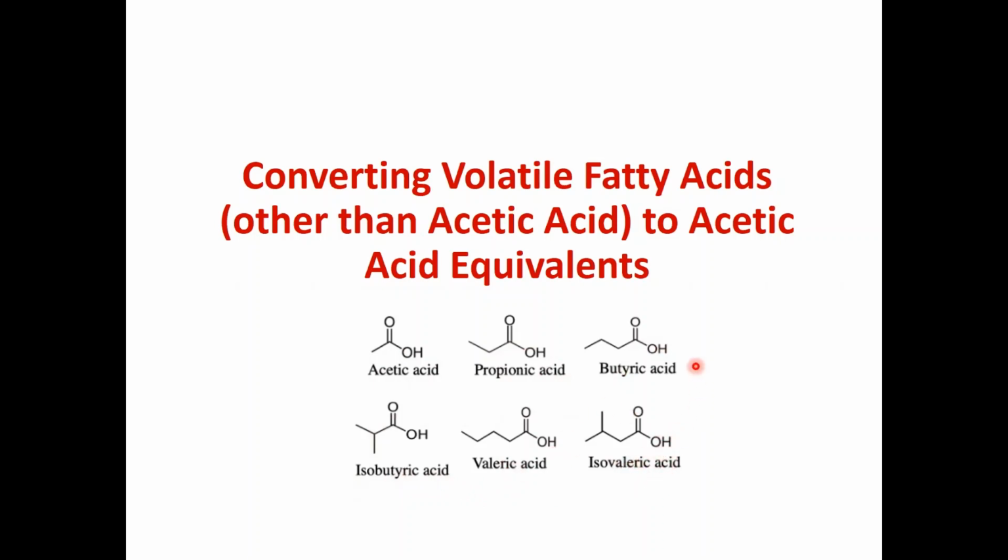So when you report the data for volatile fatty acids in the digester, you have to use one common unit. In some literature they do it this way: convert everything to acetic acid equivalent. So basically you use acetic acid as the basis for converting the other volatile fatty acids to this kind of unit. How to do that?